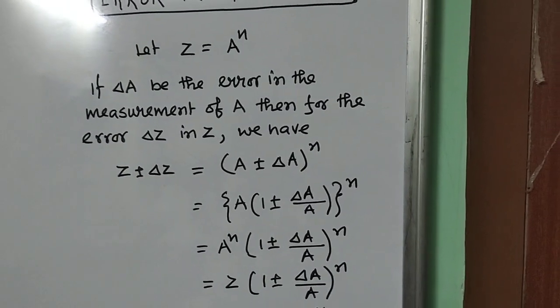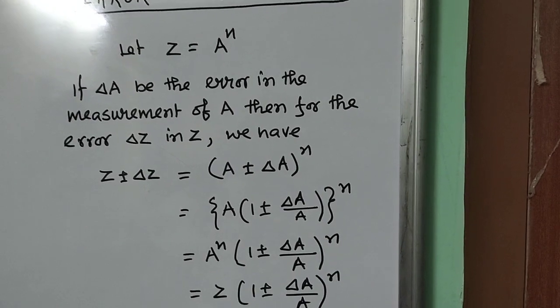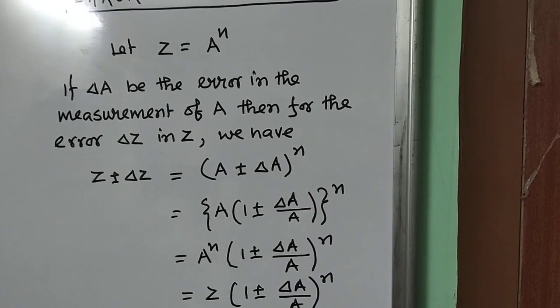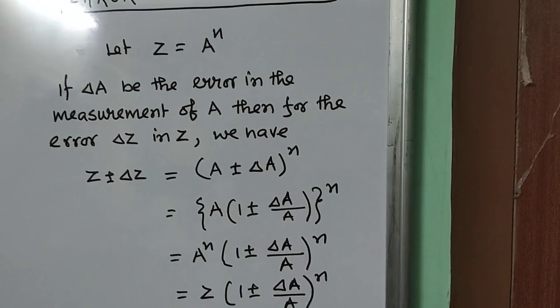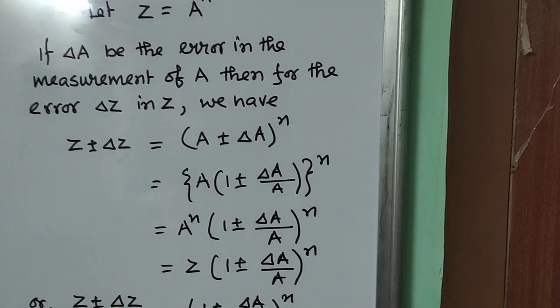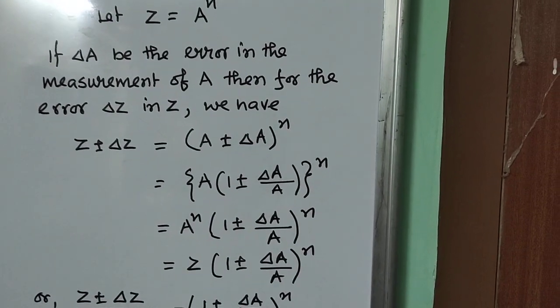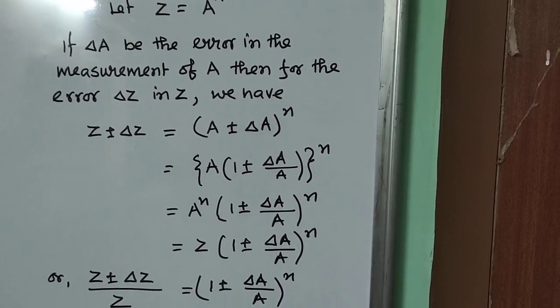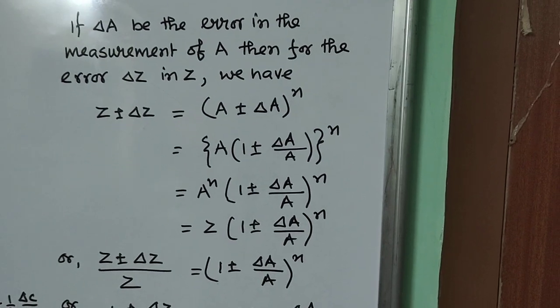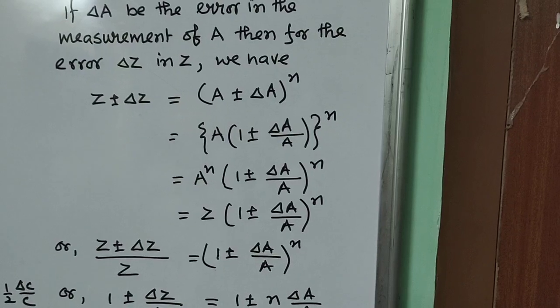Already we have defined, please check out. Now simple mathematics, take out capital A common, so 1 plus minus delta A by A, second bracket to the power n. So A to the power n, 1 plus minus delta A by A to the power n. So A to the power n is your Z, 1 plus minus delta A by A to the power n. So Z plus minus delta Z equals Z, 1 plus minus delta A by A to the power n.